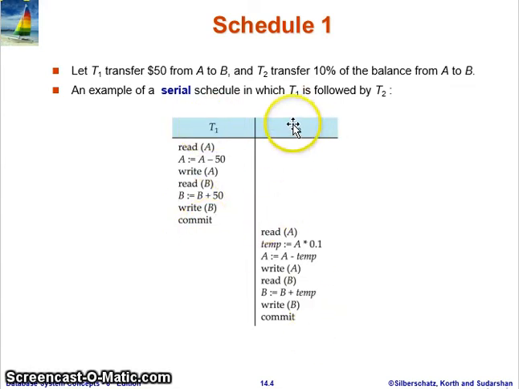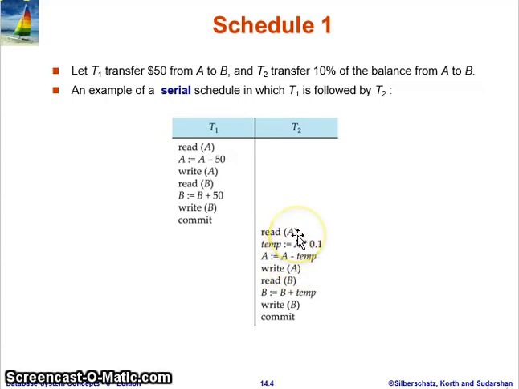In the same way, transaction T2 is transferring 10% of A. It will read the current balance from account A into a temporary variable temp, which is 10% of A. Suppose the current balance of A is 100 rupees, then 10% of 100 equals 10, so the temp value will be 10. Then we deduct the temp value: A equals the current value of A minus temp.